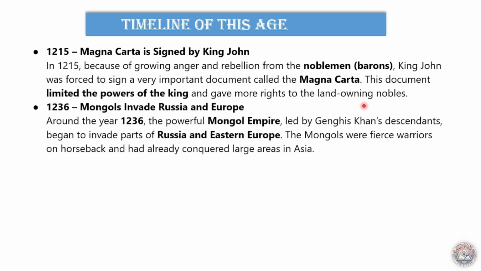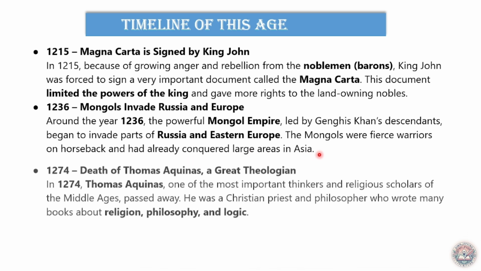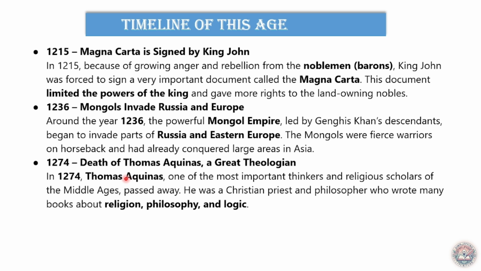In 1236, the Mongols invaded parts of Russia and Eastern Europe. They were fierce warriors from Asia and had already conquered large areas in Asia. In 1274, Thomas Aquinas, a great theologian, died. He was a major Christian thinker and he wrote books about religion, philosophy, and logic.